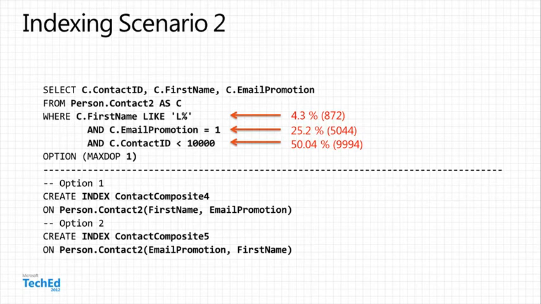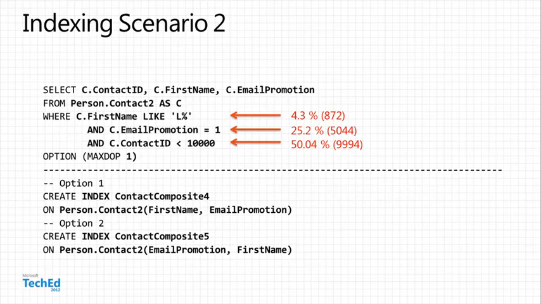In option 1, which is contact composite 5, first name is the leading column of the index, right? Keep the selectivity and the operators in mind. And in the second option, contact composite 5, email promotion is the leading column of the index. I don't want answers from you, but I want all of you to choose one of these two options. Okay? I will come back to you in a while.